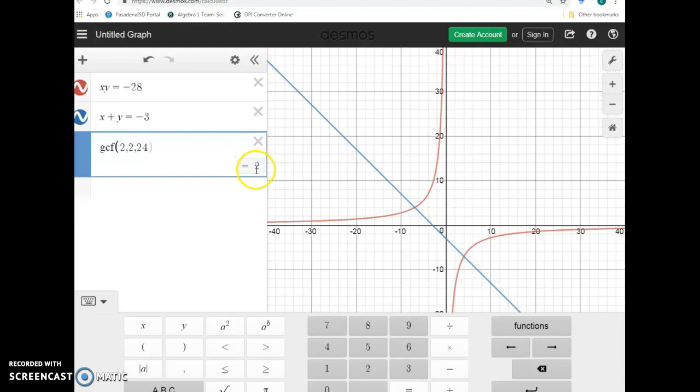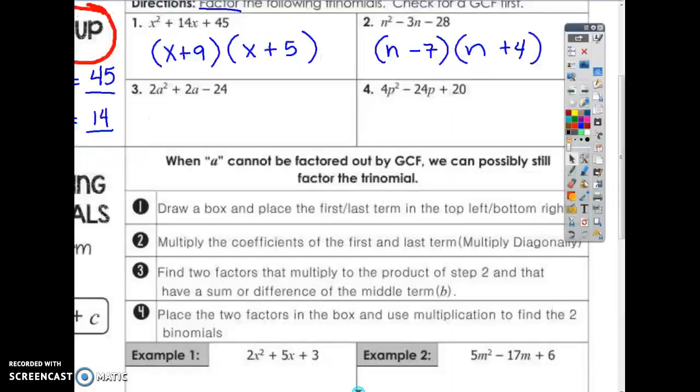So if it has a greatest common factor, we're going to take that out. So everybody do this with me. We're going to take out a 2 and divide everything by 2. So 2 divided by 2 is 1a squared. 2 divided by 2 is 1a. And negative 24 divided by 2 is a negative 12. Okay, so now it gives me a new equation, and I'm going to factor this.